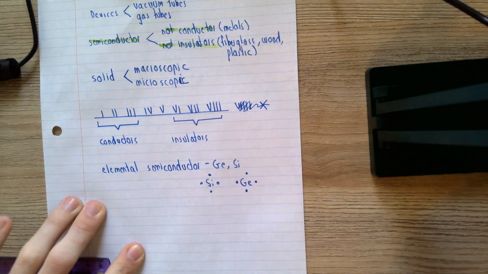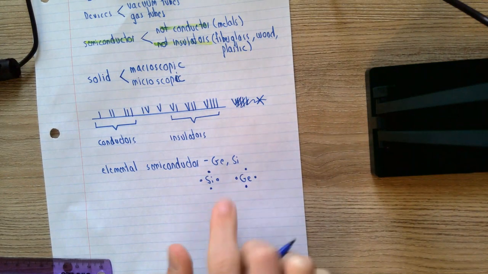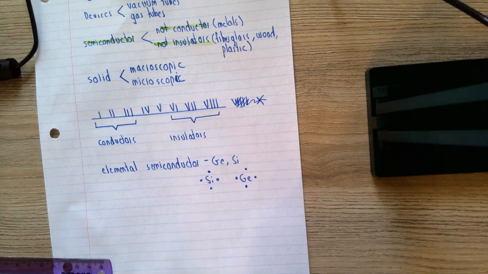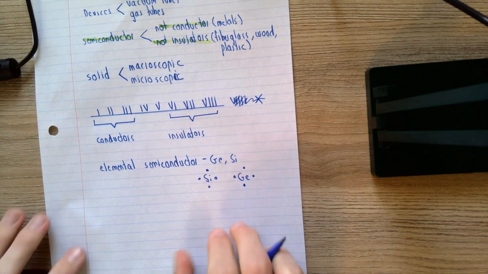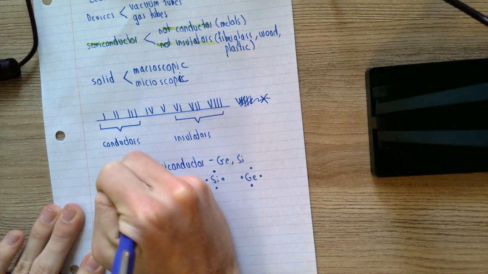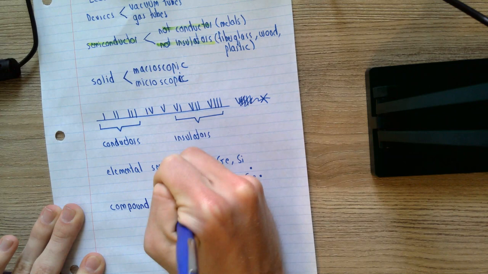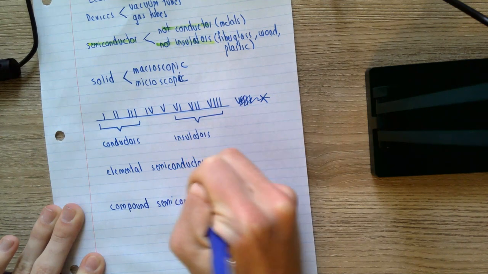And so that's what it looks like. So the semiconductor has 4 outer electrons. Whereas compound semiconductors, on the other hand, what does a compound mean? It basically is more than one.